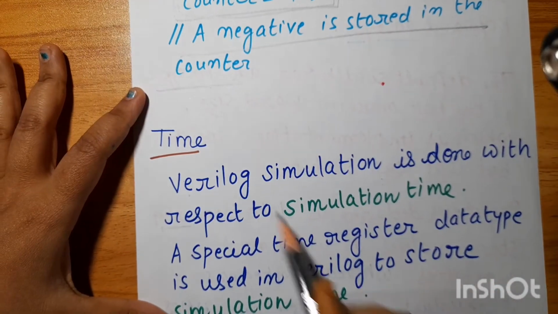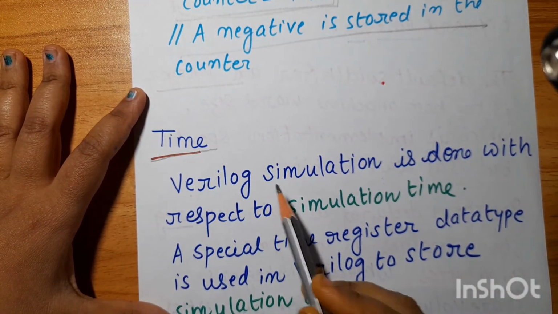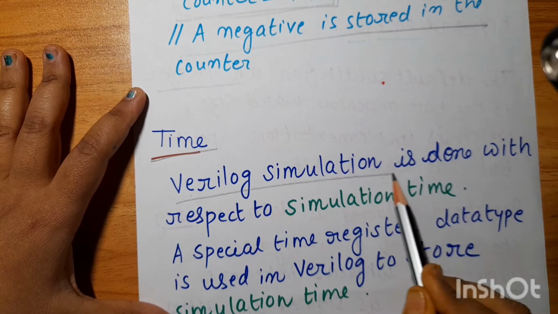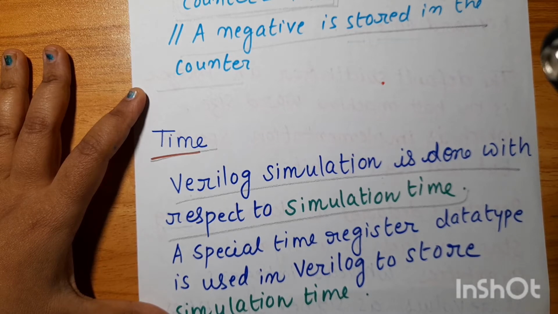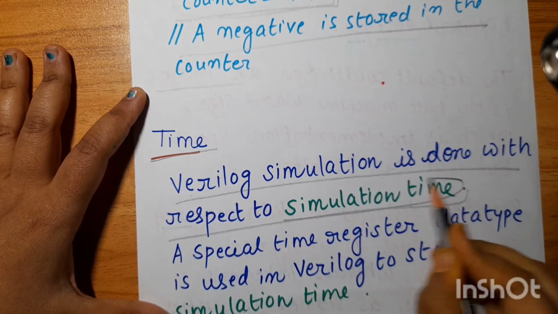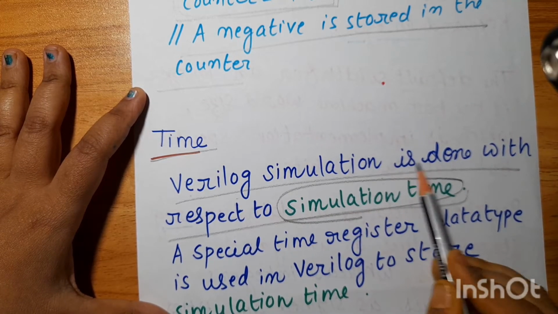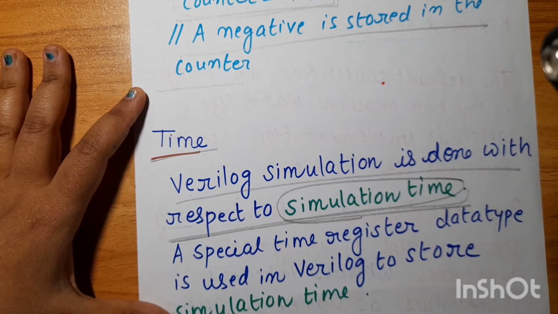Time. Time is also a data type. Verilog simulation is done with respect to simulation time. We speak about the simulation time. We speak about the delays. So we speak about 100 unit delay, 10 unit delay while generating the clock also. So we always talk with respect to the simulation time.